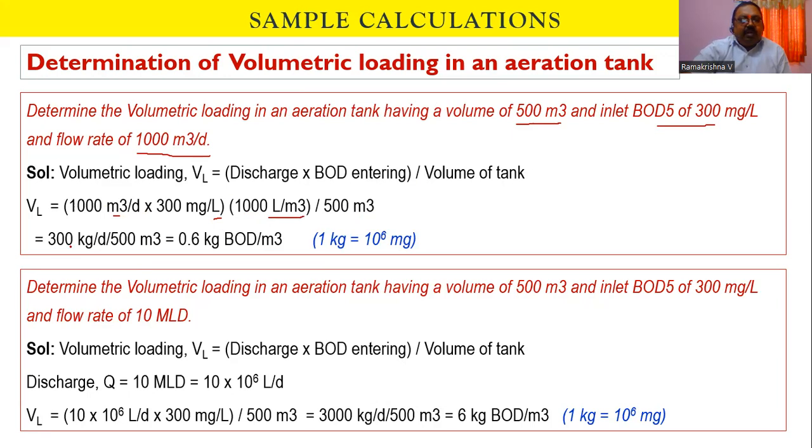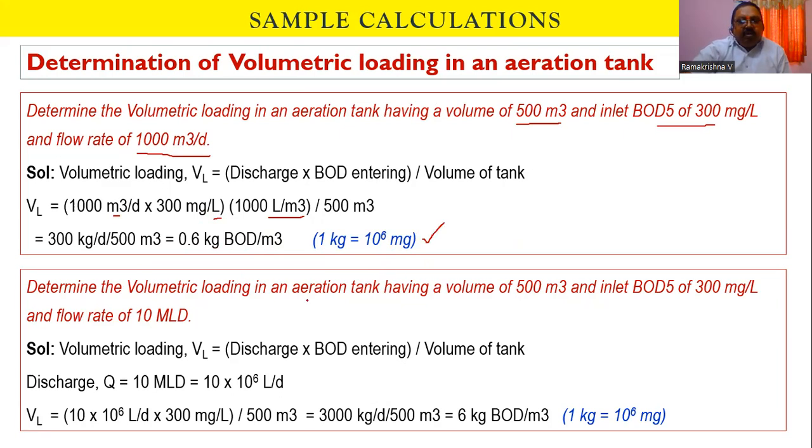Subsequently, what you are going to get is the numerator as 300 kg per day, the denominator as 500 meter cube, and you are going to get 0.6 kg BOD per meter cube. So here we are converting milligrams to kilograms. When you are converting kilograms to milligrams, please remember we are using this conversion: 1 kilogram is equal to 10 to the power of 6 milligrams.